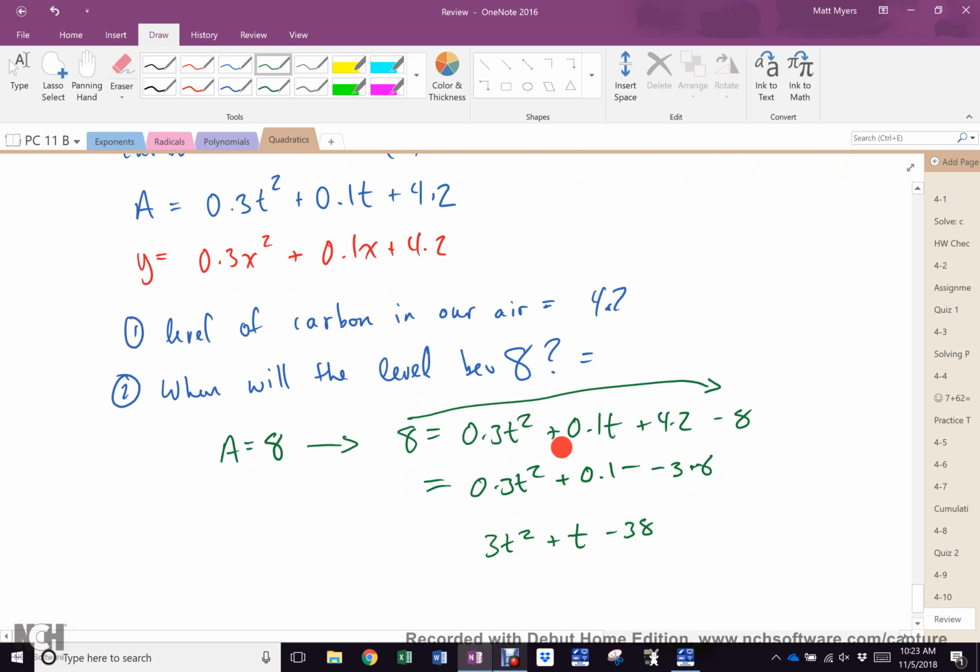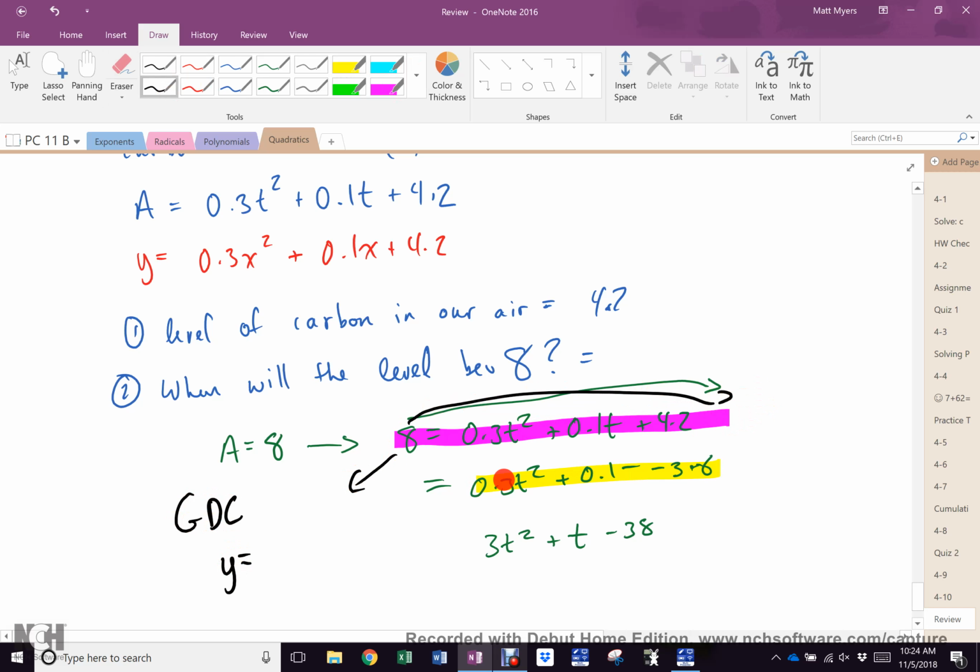Could I put this into my graphing calculator now? Wait. Could I put that into my graphing calculator? No, because the graphing calculator, to GDC that, I need y equals, don't I? So I'd have to move that 8, which is why the yellow one can go in. Is everybody cool?